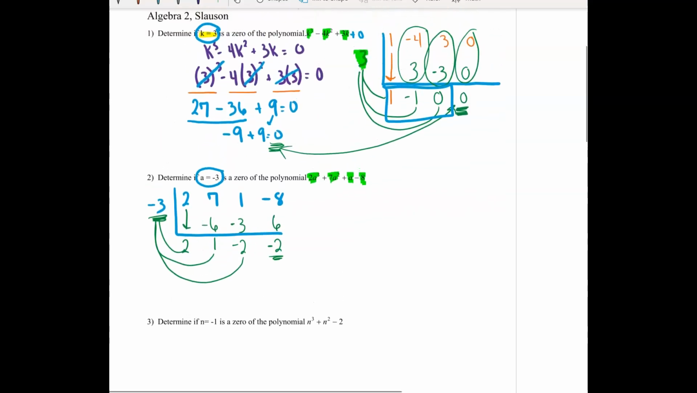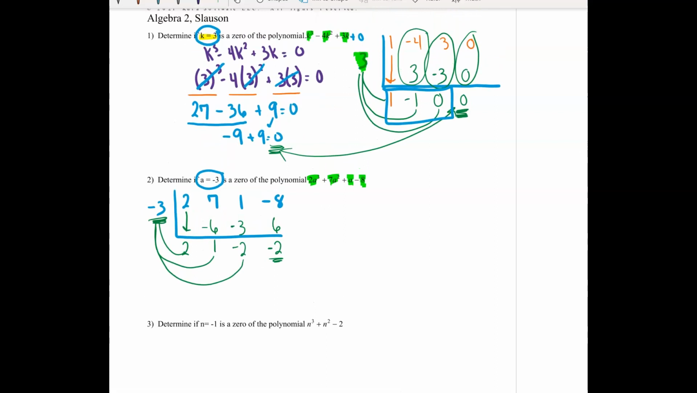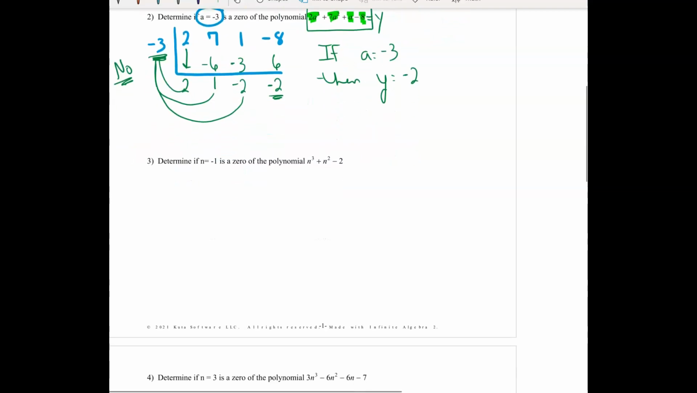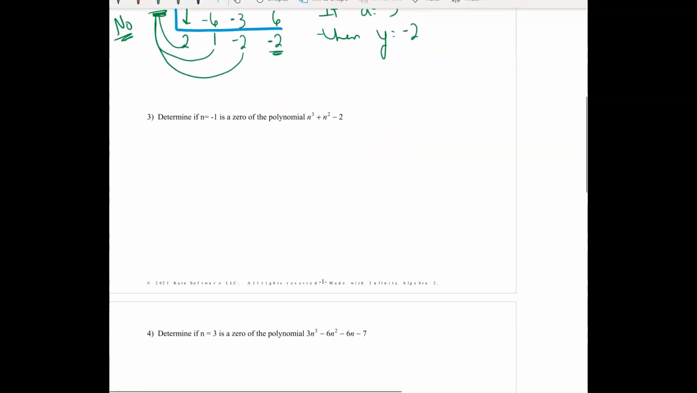So in my first problem, determine if k equals 3 is a 0. The answer is yes, it is a 0 because I got 0 at the end. Determine if a equals -3 is a 0, then the answer is no. If I had actually put -3 in here and followed the order of operations, I actually would have gotten -2 as an answer. So if a equals -3, then let's say this was equaling y, right, which I didn't put in there, then y equals -2. And in order for it to be a 0, y has to be 0. So let's do one more, and then I'm going to have you practice the next set.